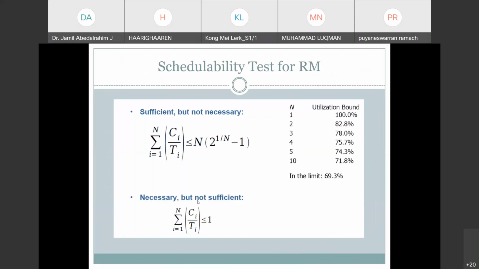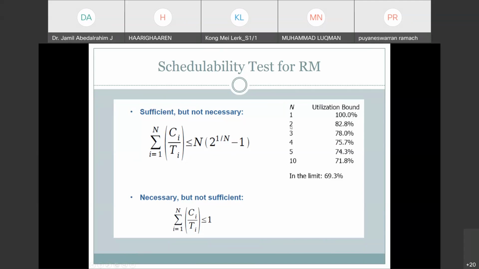As I told you, you need to follow this formula. Here you divide the capacity by the period, and this will be our utilization. The utilization should be equal or less than the utilization bound. The utilization bound for one process will be 100%.